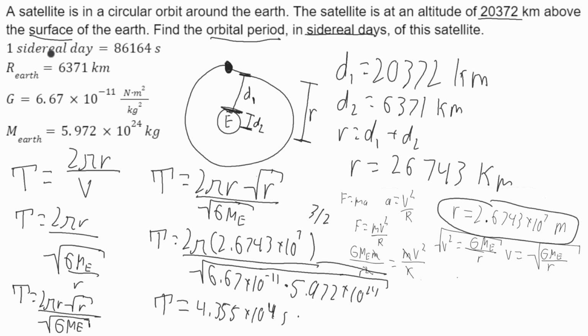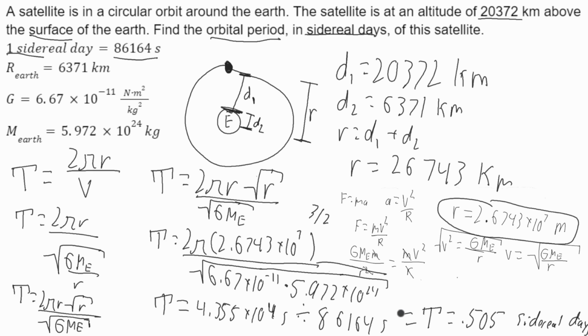Now, since we need to convert this into sidereal days, where one sidereal day is 86,164 seconds, I can then divide this by 86,164 seconds. And I'll get the period is equal to about 0.505 sidereal days. And that is your final answer.